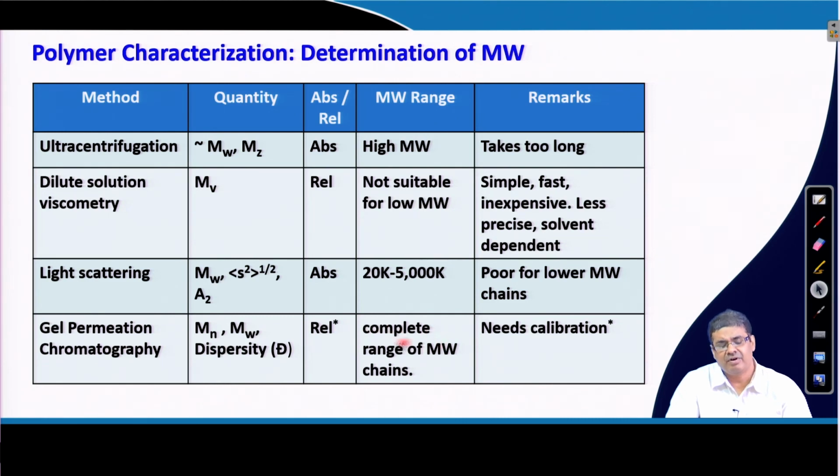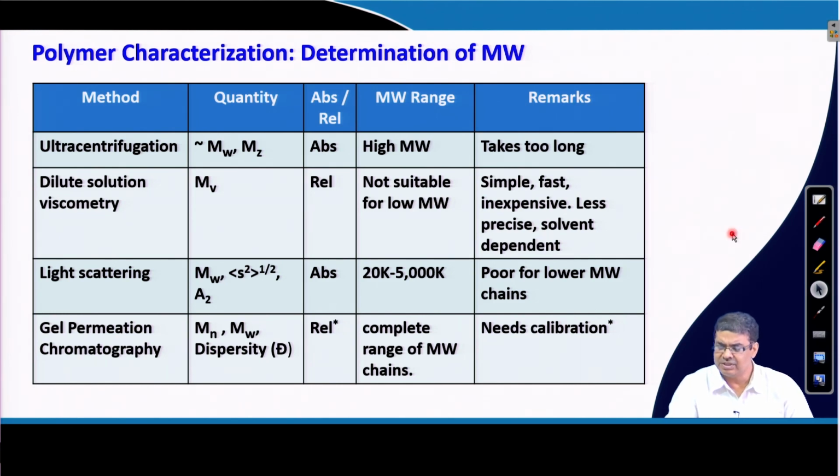It is applicable for complete range of molecular weight of polymers, and the disadvantage is that while we use this as a relative technique, we need calibration, for which we need a lot of polymer standards which are basically monodispersed polymer molecules with known molecular weight. We can also use this as an absolute technique, but for that we need this very expensive technique, and we require more sophisticated instrumentation for this.